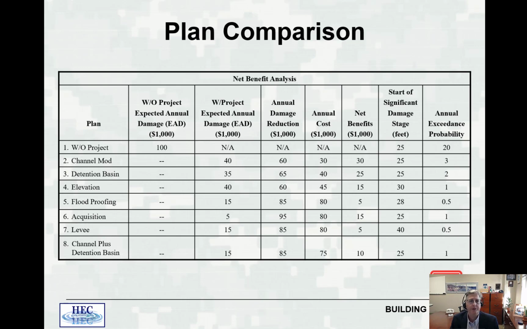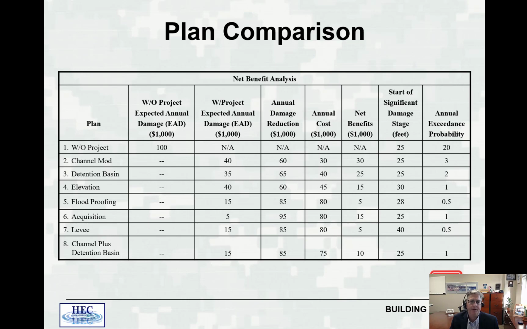The next column over is your annual damages reduced, and that's simply just taking your with project EAD and subtracting that from your without project EAD. Next column over is your annual costs. Next column over is your net benefits. Your net benefits are derived from subtracting the annual costs from your annual damages reduced. And the alternative that gives you the largest net benefits is your NED plan.